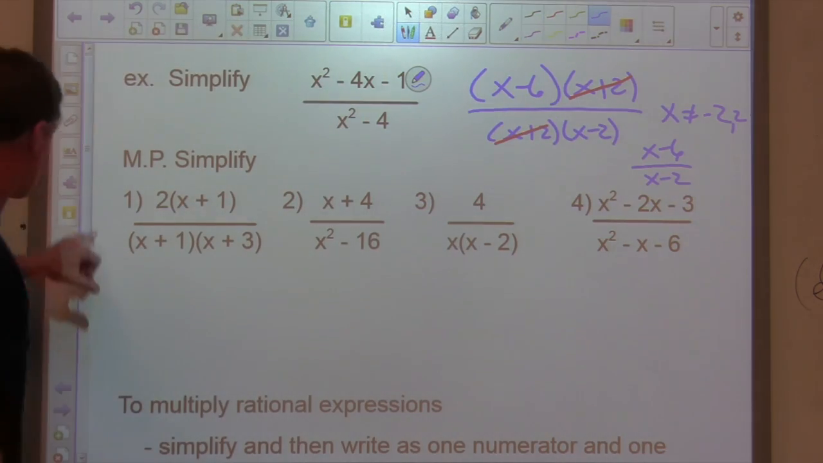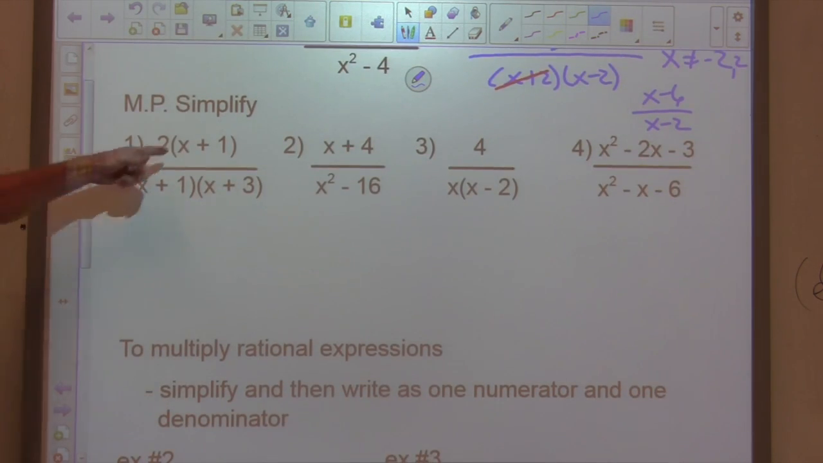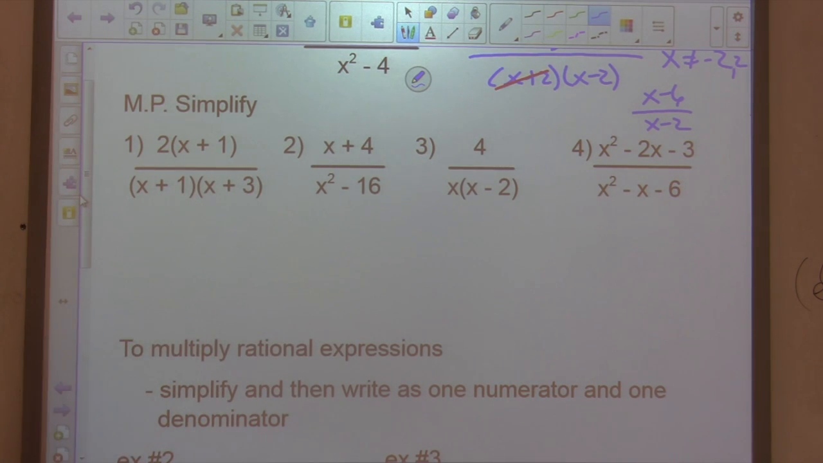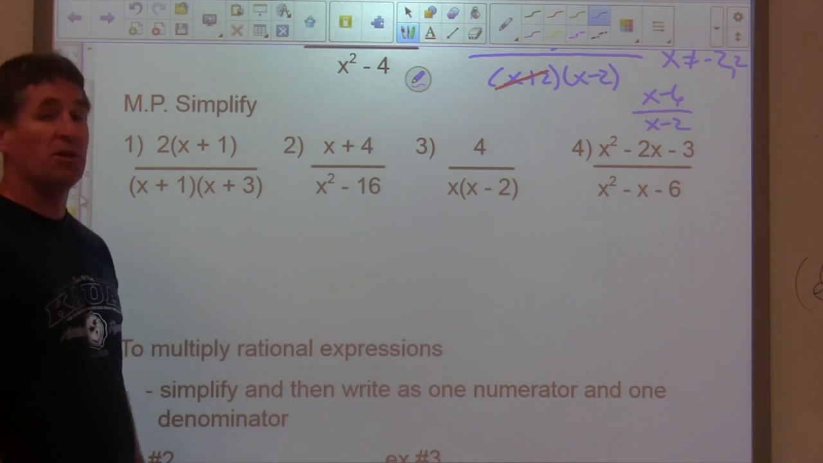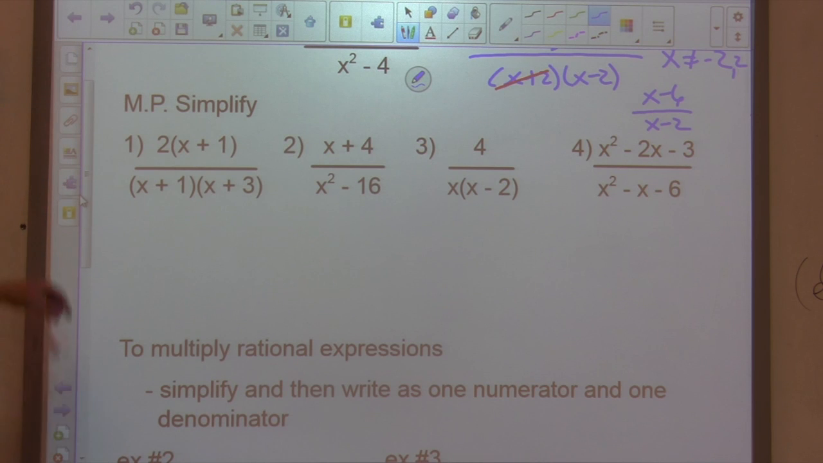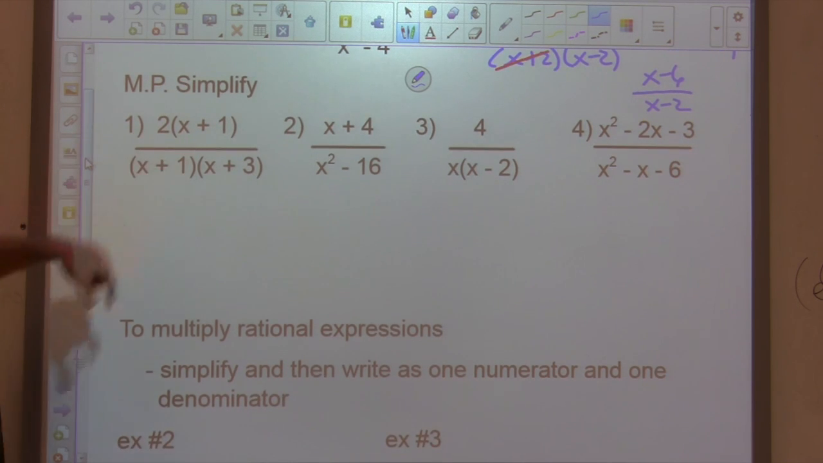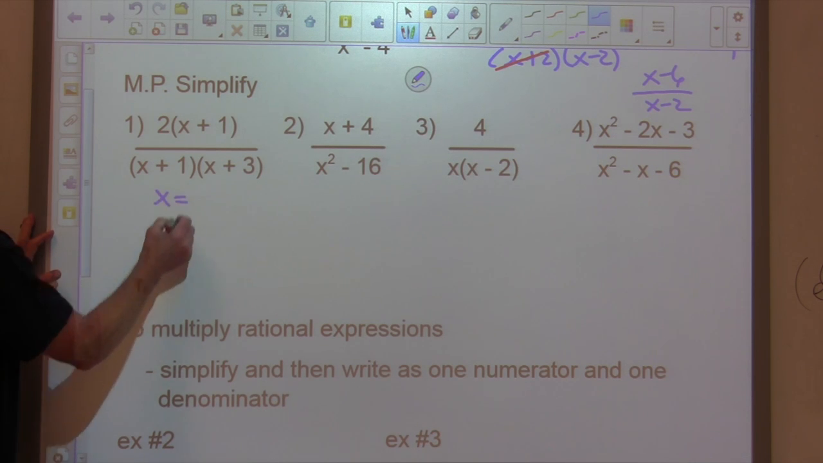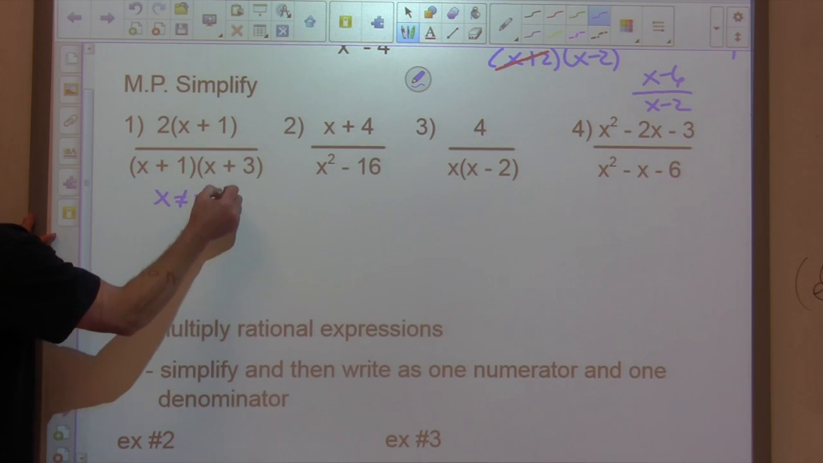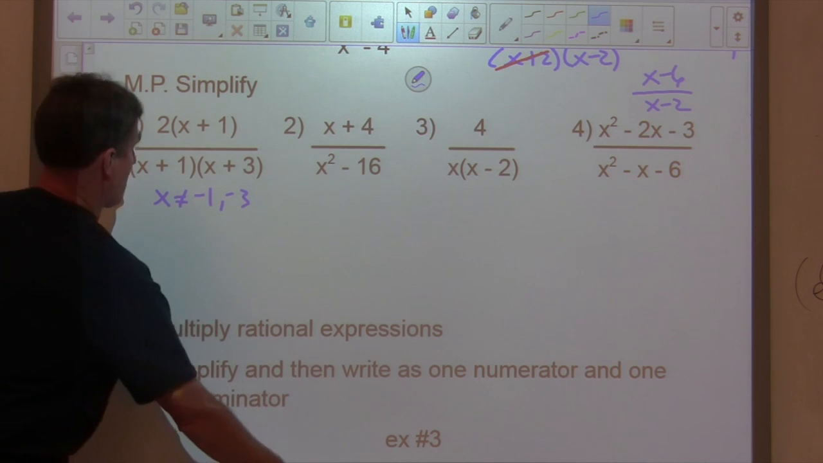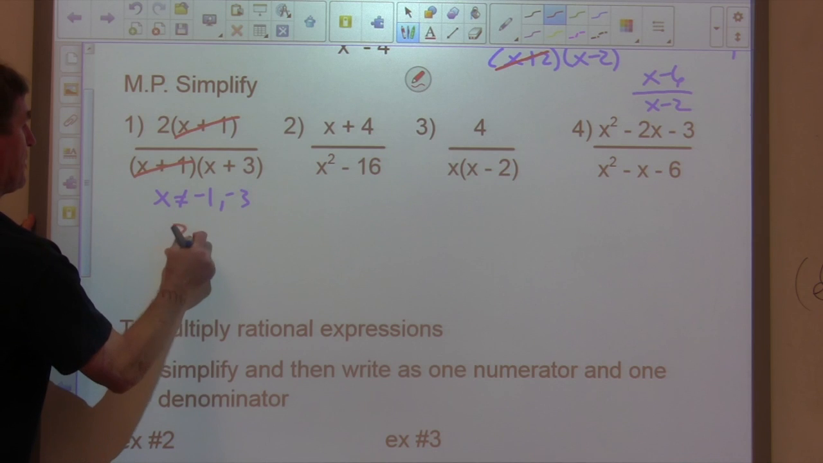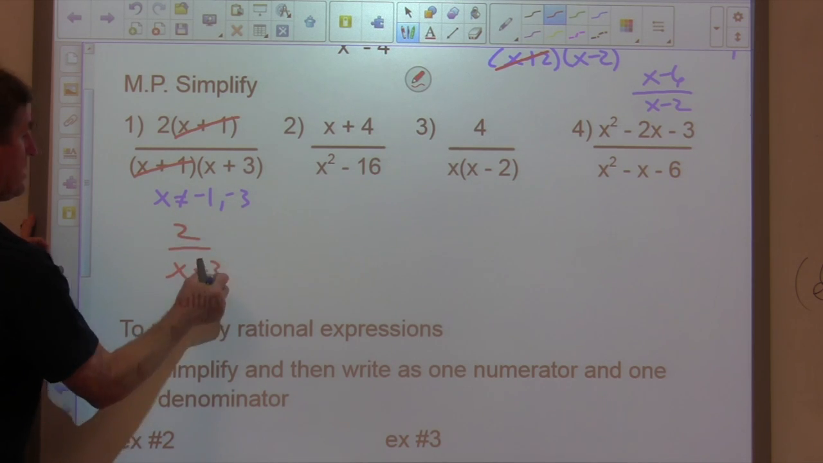so you know you can only cancel if you cancel the whole thing. So what I'd like you now to do is go ahead and pause the video and try these four monitoring progress problems, and then come back, I'll go through them, and you can check to see how you did. So this first one is already factored for us, so I'm going to go ahead and list my restrictions. X cannot equal negative 1 and negative 3, and then we cancel our like factors, and so we end up with 2 over x plus 3.